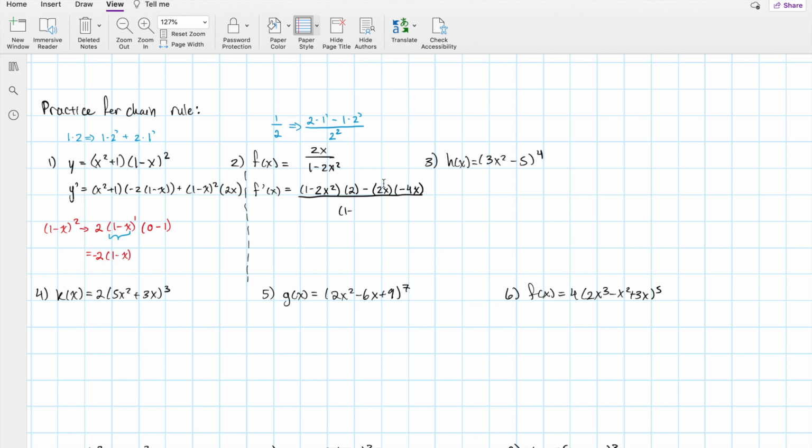Again, you can simplify this, which means it's going to be 2 minus 4x squared plus 8x squared all over, and then whatever this gives you as well.